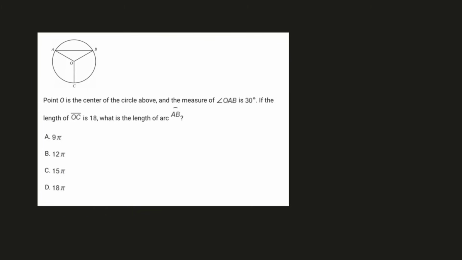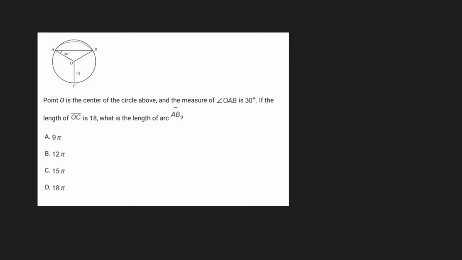O is the center of the circle above, and the measure of angle OAB is 30 degrees. All right, so that's going to be 30 degrees right there. Boom. If the length of line segment OC is 18, so this is 18, what is the length of arc AB? So I think this is the minor arc AB right here.